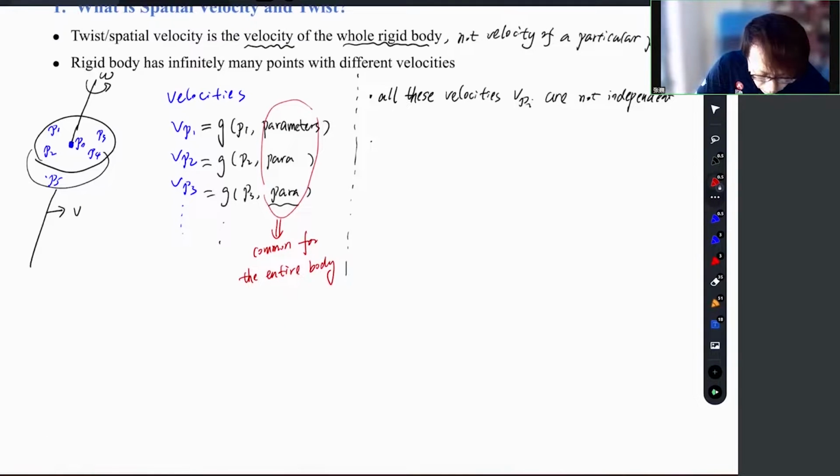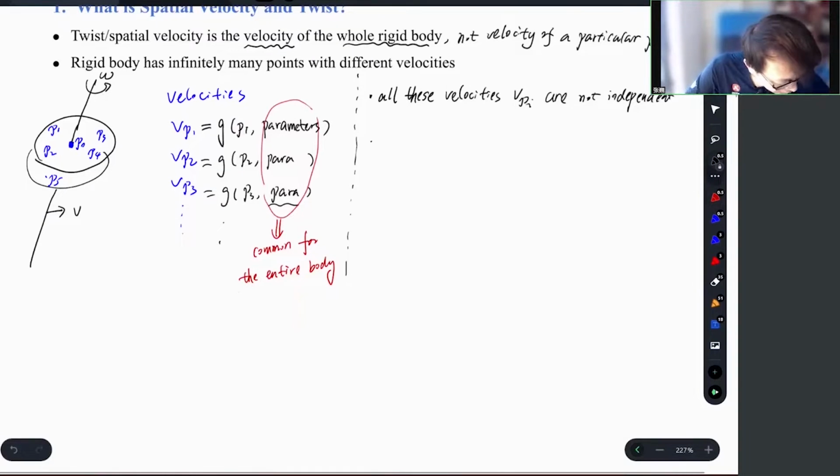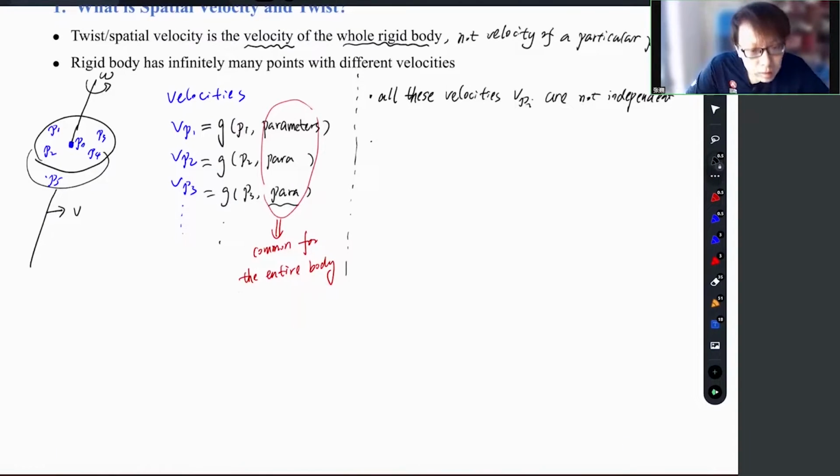So in other words, in order to know a point velocity, all I need to know is where this point is and a set of parameters. We can define this set of parameters as the rigid body velocity. A twist or spatial velocity is just one way to parameterize the rigid body's motion.